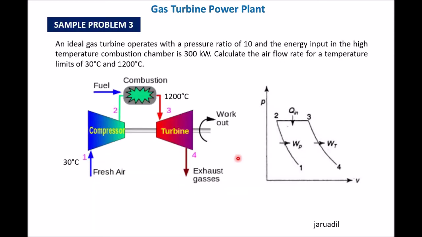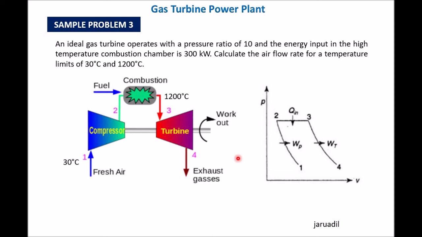Now, let's go to this another example. An ideal gas turbine operates with a pressure ratio of 10 and the energy input in the high temperature combustion chamber is 300 kilowatts. Calculate the airflow rate for a temperature limits of 30 and 1200 degrees Celsius.